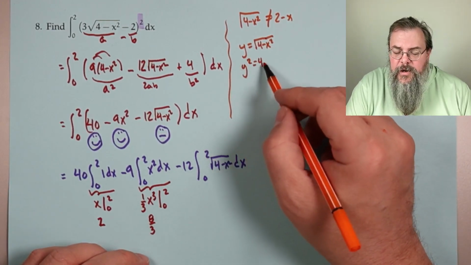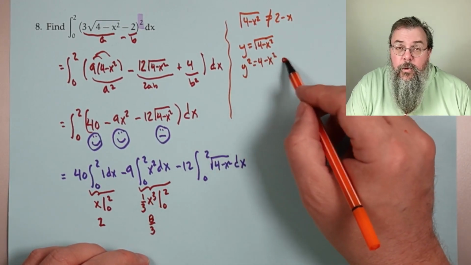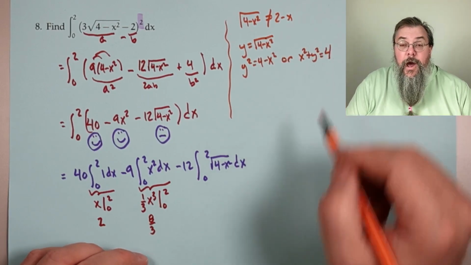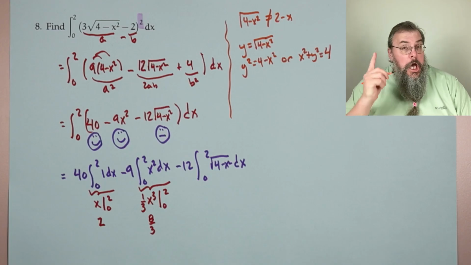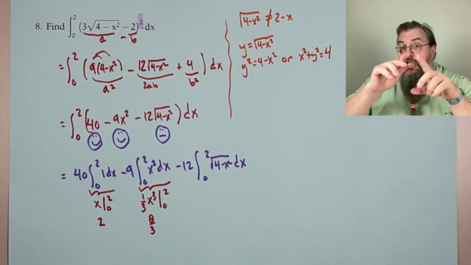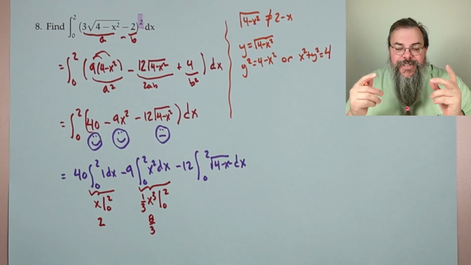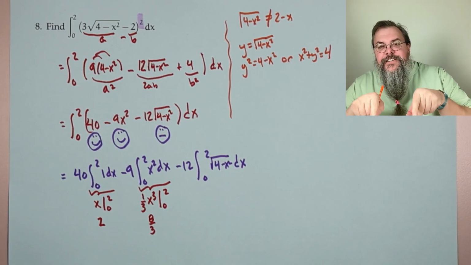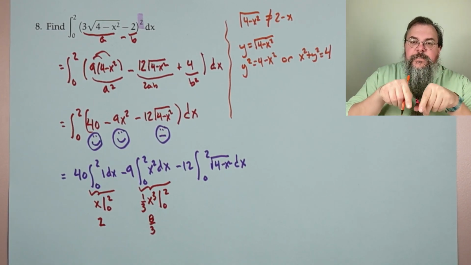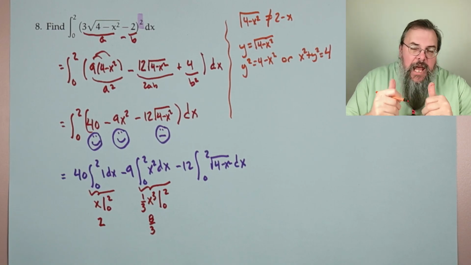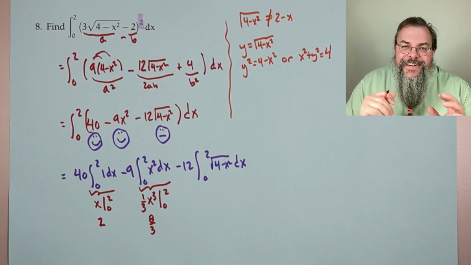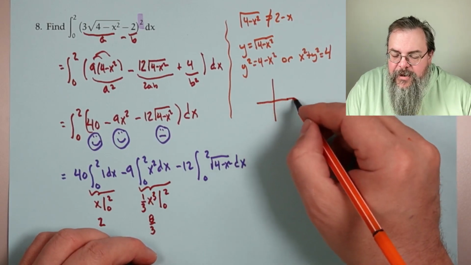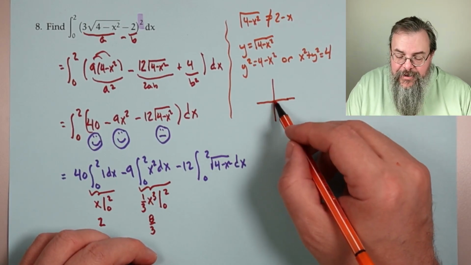Y squared equals 4 minus x squared, or x squared plus y squared equals 4. Ooh, that seems very circulaceous, which is to say, like a circle. Like a circle, seeing it for the very first time. So what is this a circle of? Well, it's a circle of radius 2 centered at the origin.